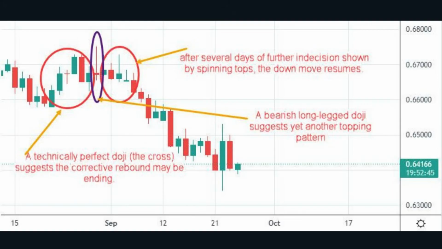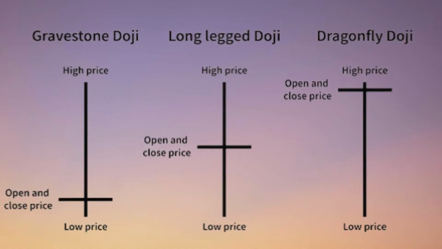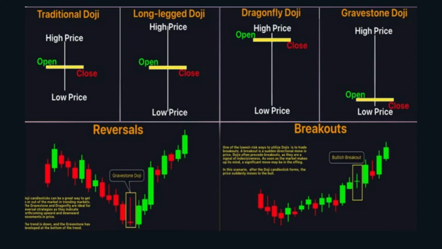Doji and spinning top candles show market indecision, where buyers and sellers are evenly matched. In a doji, the open and close are almost identical, while a spinning top has a small body. These patterns warn that a big price move could be coming soon.